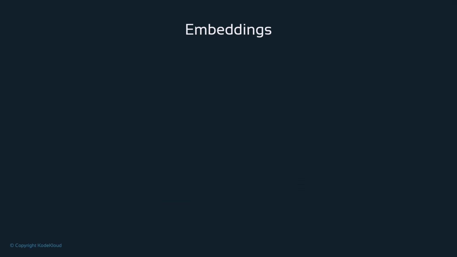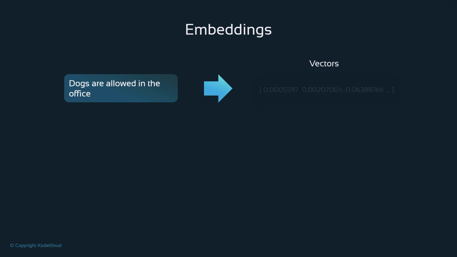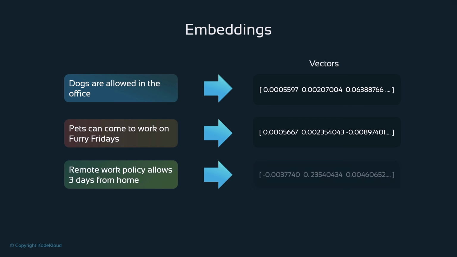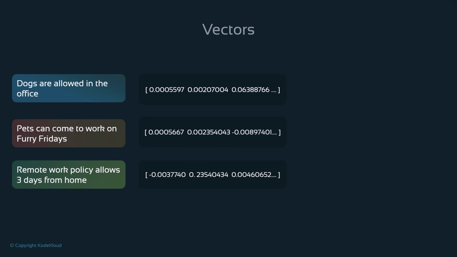So we just mentioned embeddings. What are they actually? In its simplest form, an embedding model takes text and converts it into numbers that represent meaning. So a sentence like "dogs are allowed in the office" is converted into an array of numbers known as a vector. When you give the model a sentence like that, it doesn't just look at the words. Instead, it thinks about what this sentence actually means. Is it about animals? Is it about workplace policies? Is it about permissions?